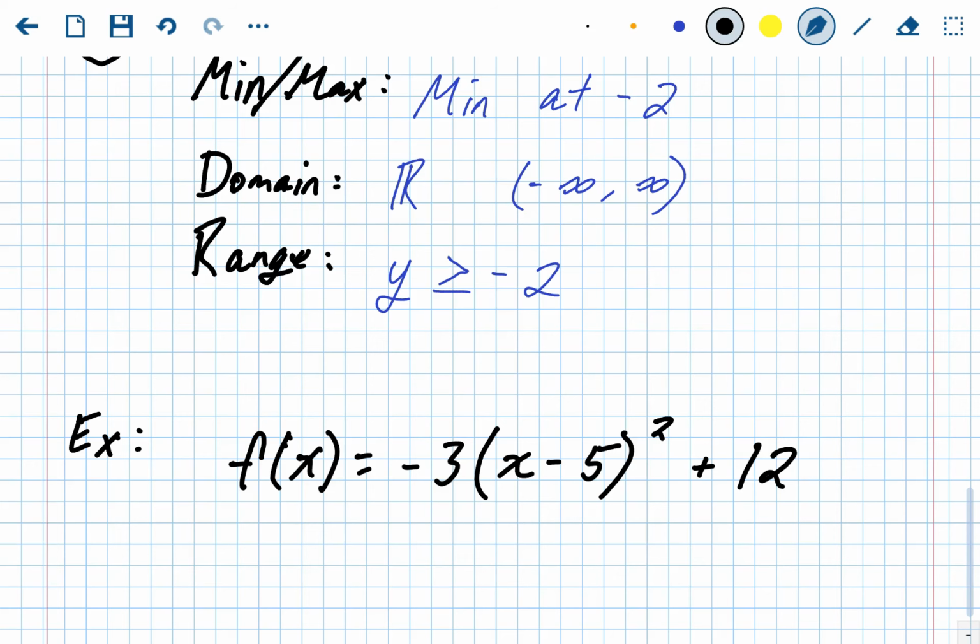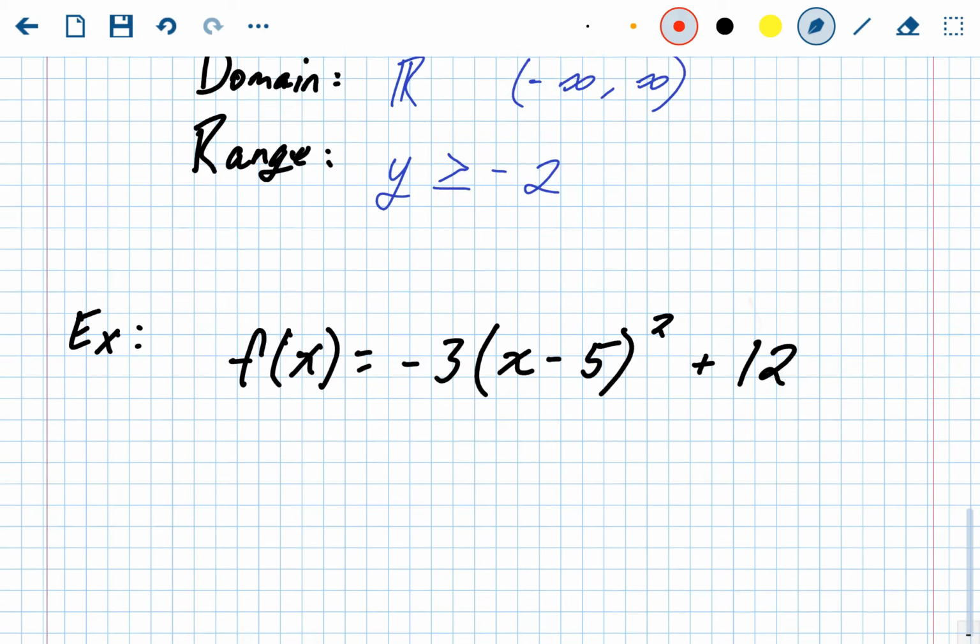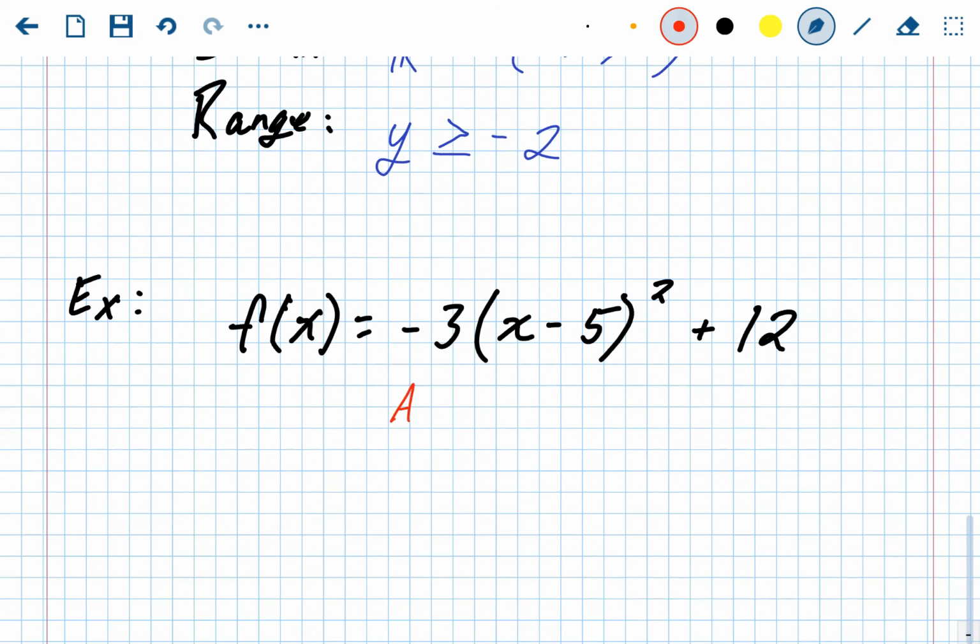All right, now again, identify what a, h, and k are. A is always in front. In this case, it's negative 3. H is always inside, and it's always the opposite of what we see. So we see minus 5, which means our h value is positive 5. And the k value is always at the end, and if it's outside the parentheses, it's always just whatever you see. So we see a plus 12, so our k value is positive 12.